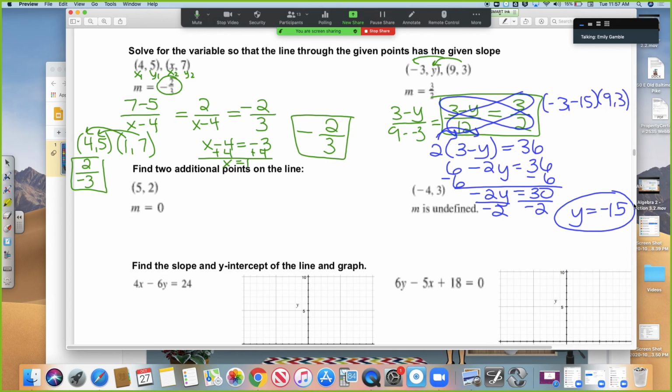So if I use the formula, it says take this one and subtract that one: 3 minus negative 15, divided by, take this one and subtract that one, 9 minus negative 3. Well, both of these have double negatives, so I end up adding both of these. And 3 plus 15 is 18. 9 plus 3 is 12. 18 over 12. If I divide by 6, divided by 6, this is going to end up equaling 3 over 2. So I know that I did not make a mistake.